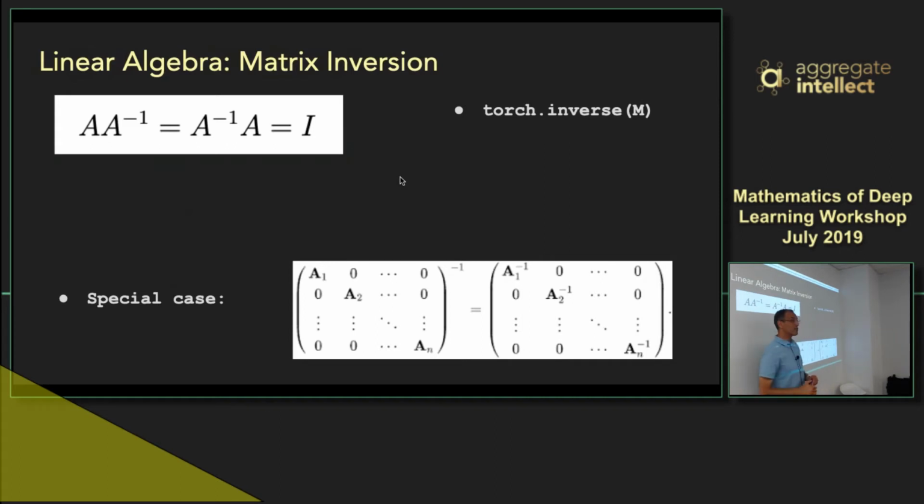And you can do it in PyTorch. Actually, try that in the Colab notebook when you're doing the hands-on. Take a matrix, which is diagonal, and then invert it and multiply and see.